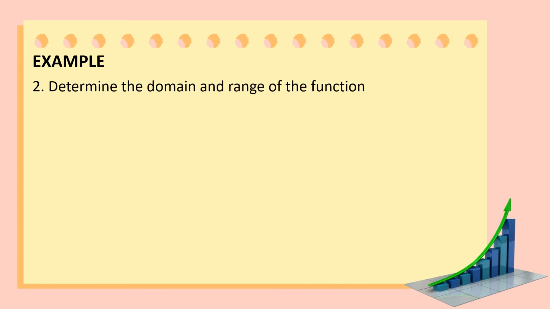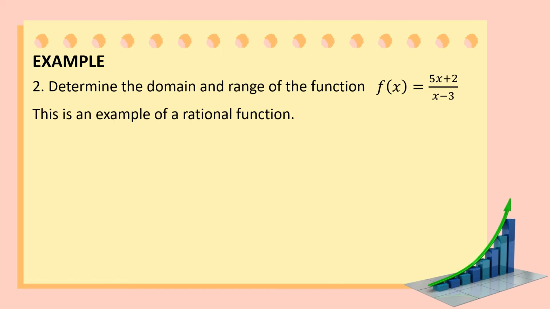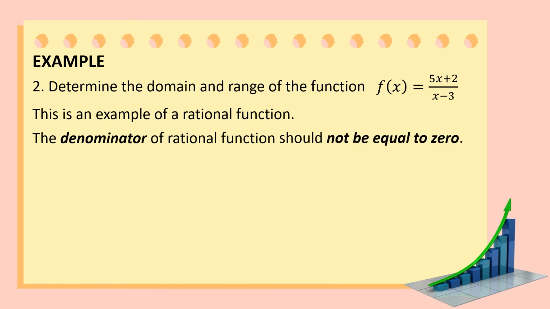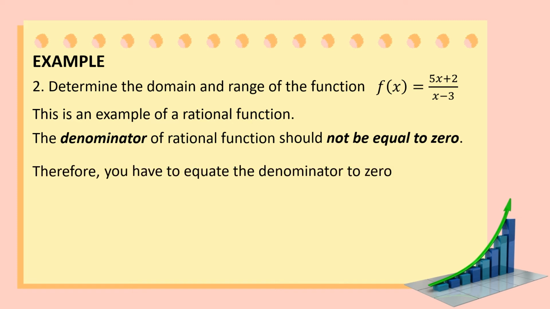For our second example, we will determine the domain and range of the function f of x is equal to the quotient of the sum of 5x and 2 and the difference of x and 3. This is an example of a rational function. The denominator of a rational function should not be equal to 0. Therefore, you have to equate the denominator to 0 to determine the excluded value or values.